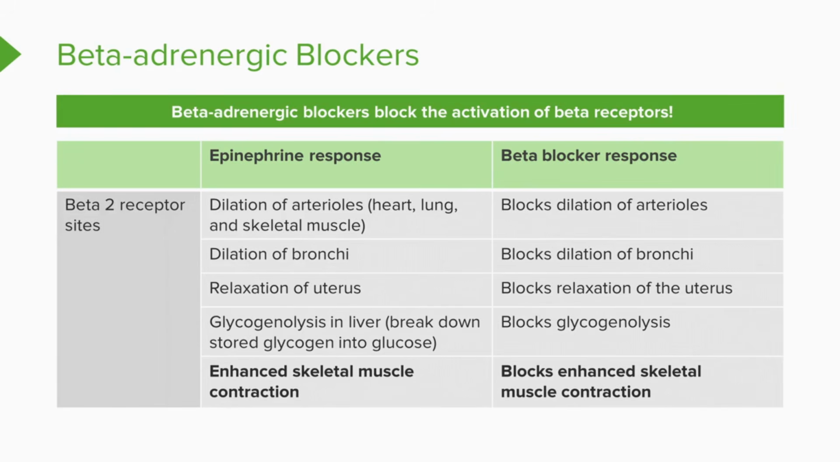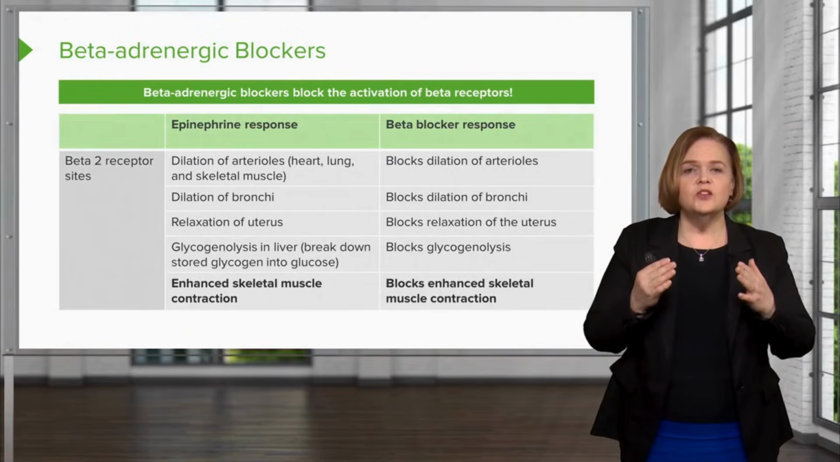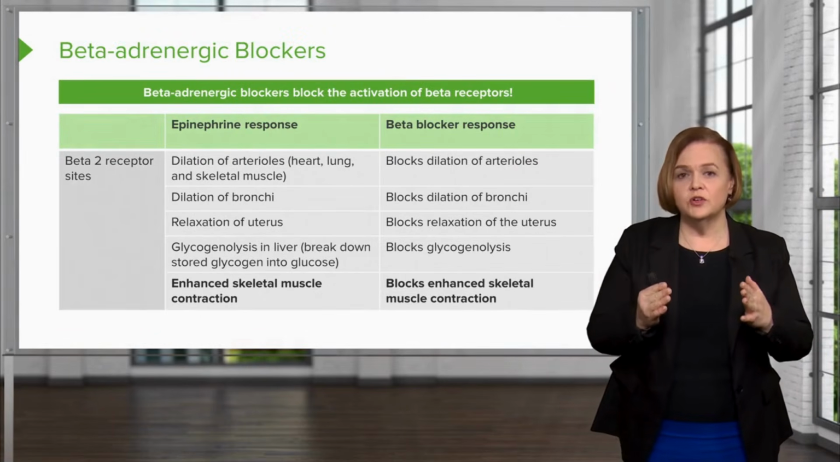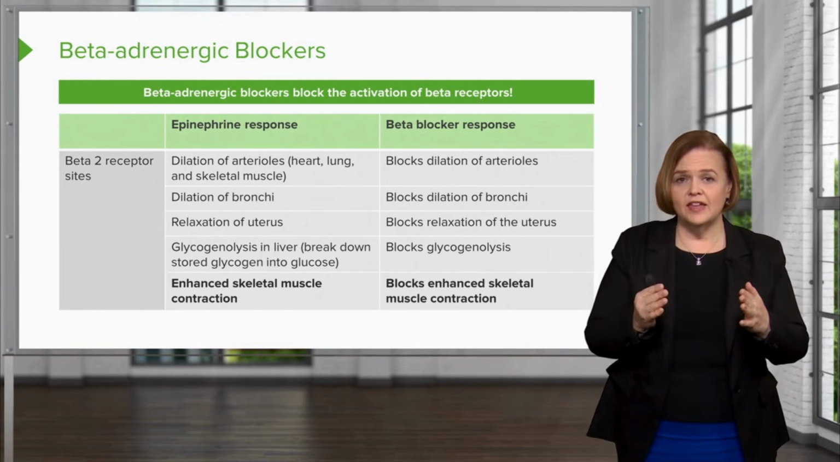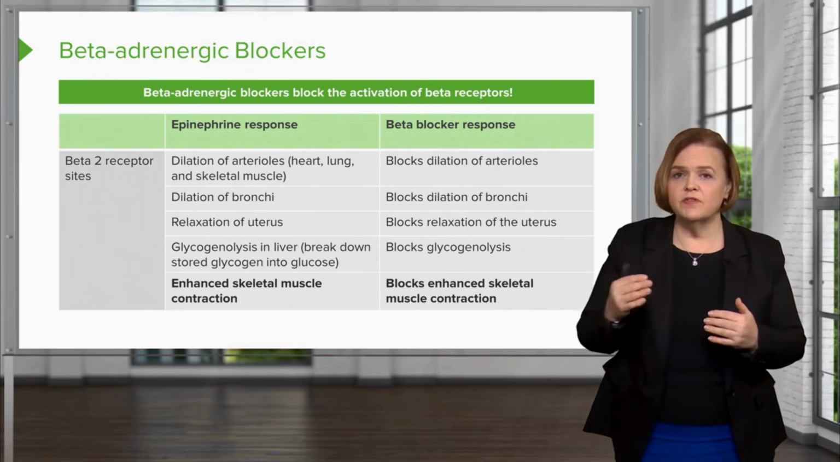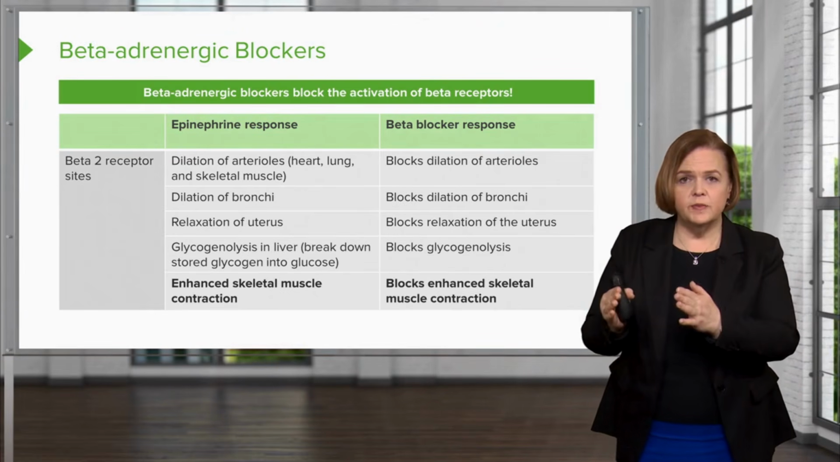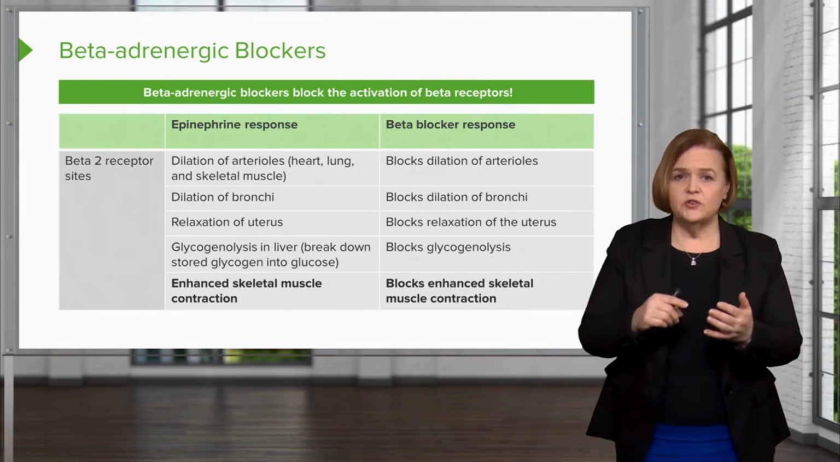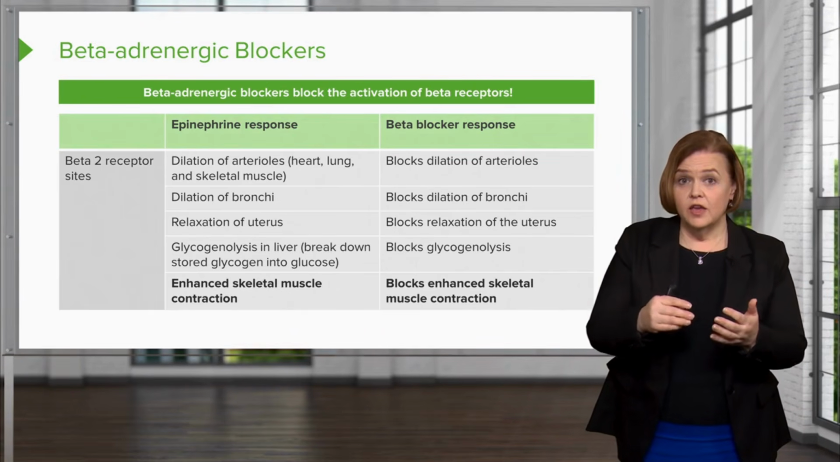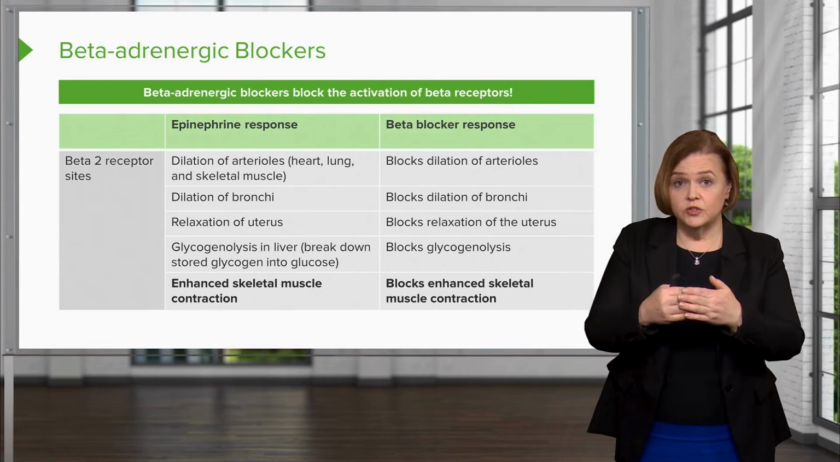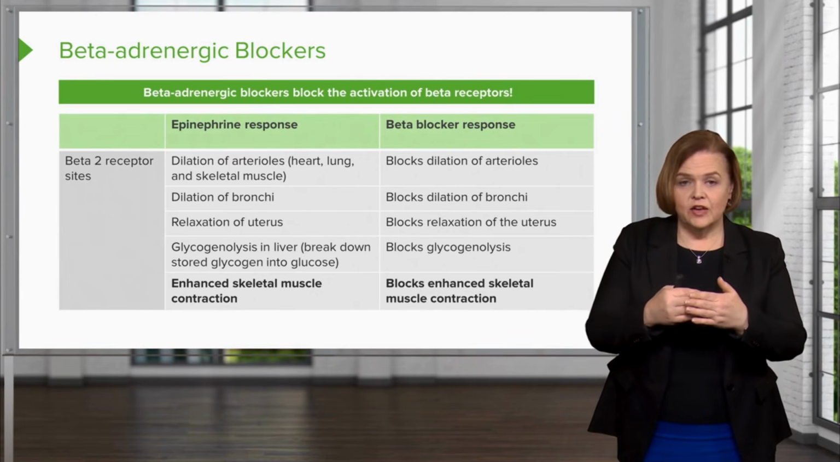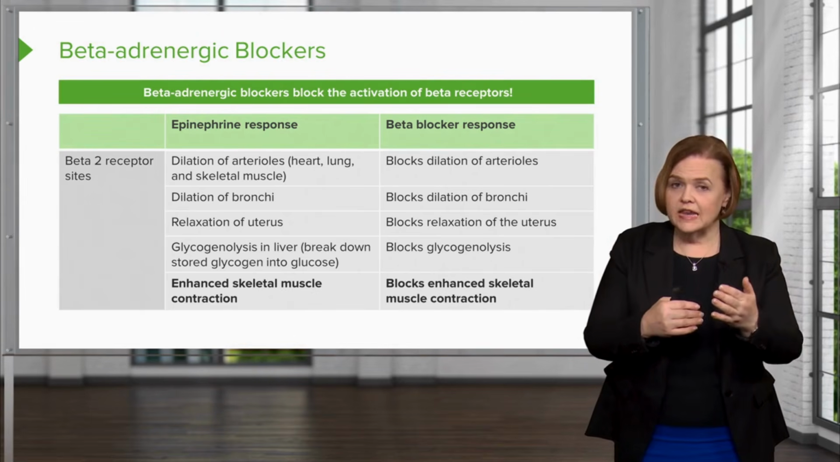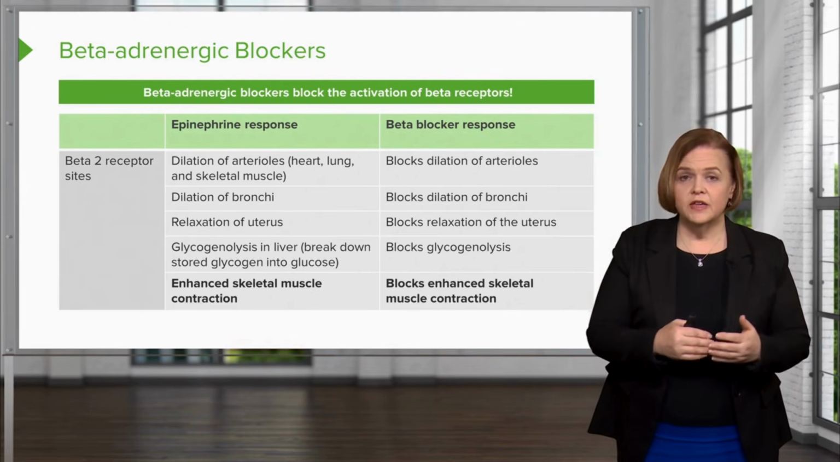Now, the last one, enhanced skeletal muscle contraction, which everybody wants, you're not going to have that on a beta blocker. So why does understanding how receptors work and their response help you? Because once you understand how any receptor responds when it's activated, if we're giving any type of blocker, it's going to be the opposite of that response. There's going to be less of that response. See, this applies to antihistamines, right? Instead of allowing histamine to connect to its receptor, that's how antihistamines work. Beta blockers are the same thing.